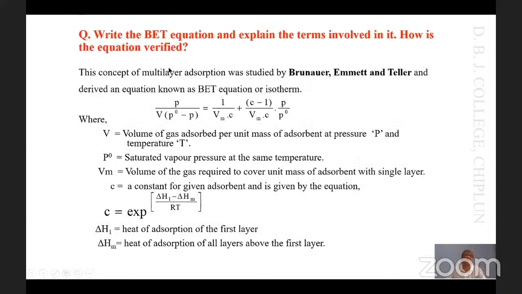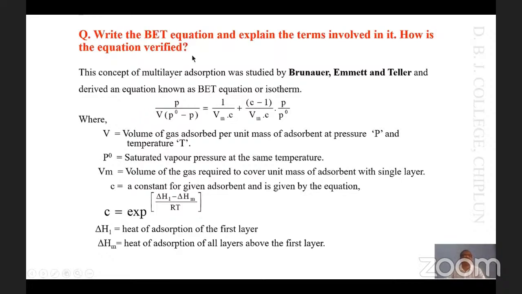Now, the next point in this topic is, in the question paper, the question may be of this kind: write the BET equation and explain the terms involved in it. And secondly, how is the equation verified? Like this, you may find the question in the question paper. Now, how to write the answer to this question?